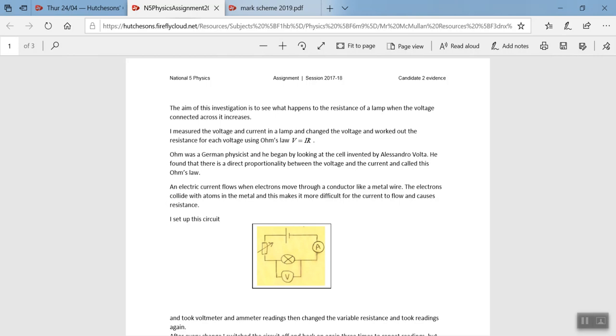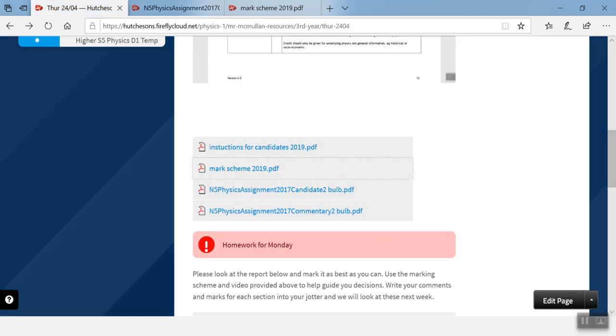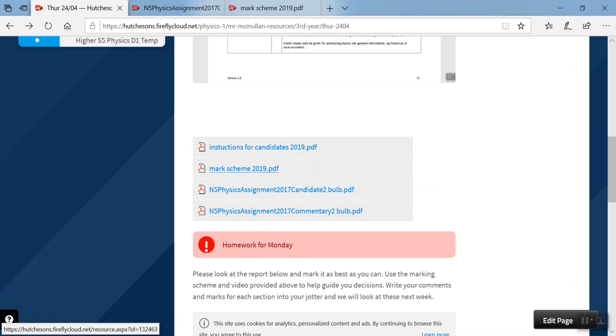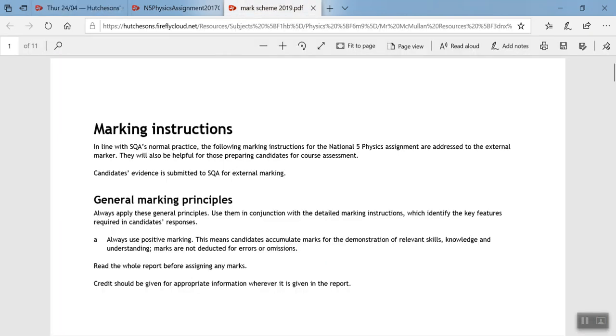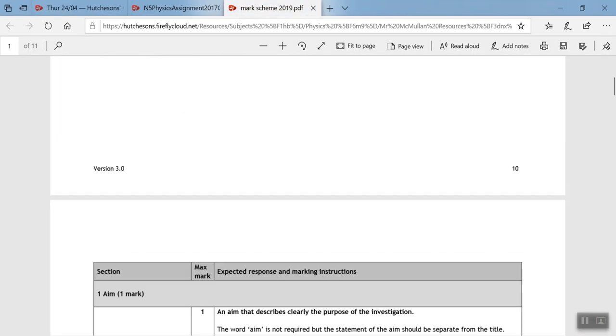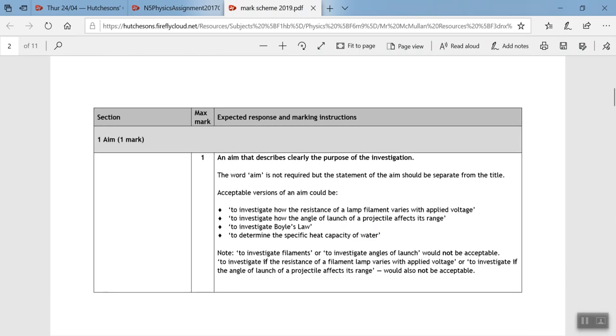Now, this is available on the SQA website. There's several other example reports. They never get full marks. They are almost very average, but the idea is to let you see where marks are lost and where marks are gained. It's worthwhile as well as clicking on the marking scheme and having that open so you can check what you have to do to get the marks.